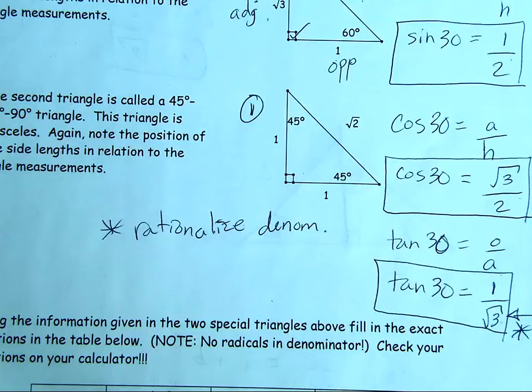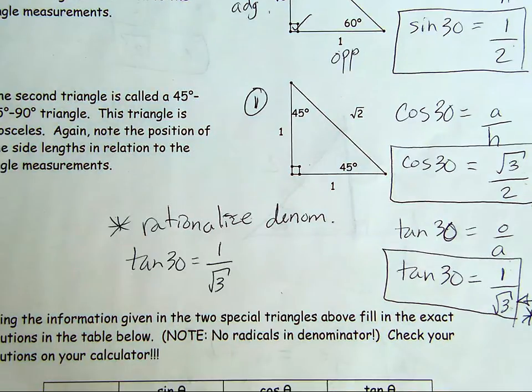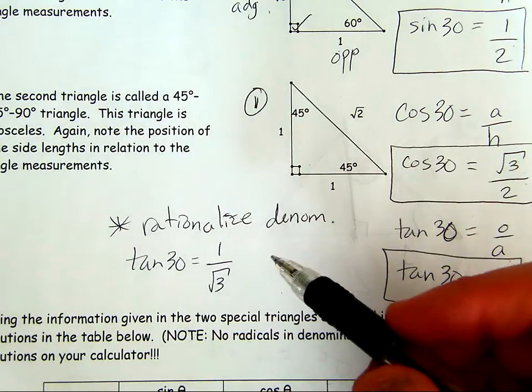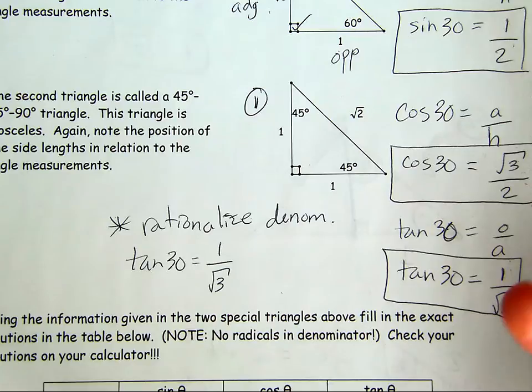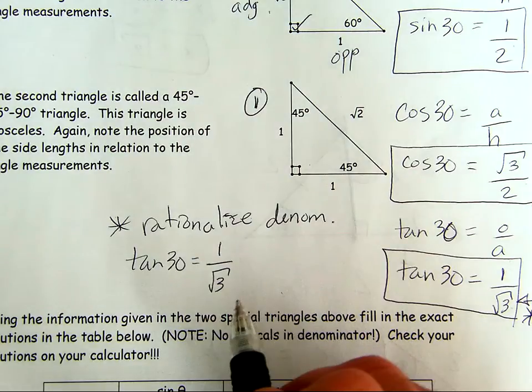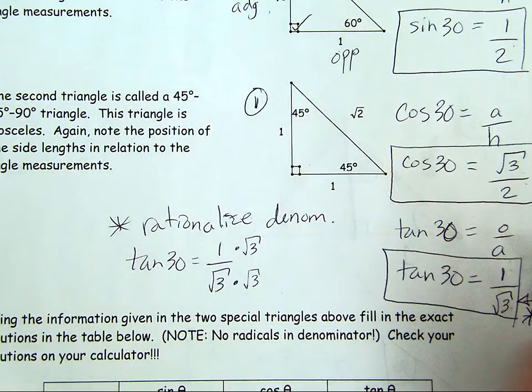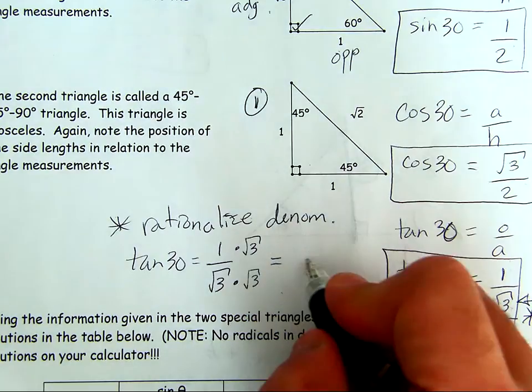We know it's 1 over root 3, but that's not the proper way you'll have written in the back of your book. So in order to rationalize the denominator, remember, you can multiply both top and bottom of a fraction by whatever number you wish. So what I'm going to do is, to rationalize the denominator, multiply both top and bottom by what the denominator is. In this case, it's root 3. I'm going to multiply both top and bottom by root 3.